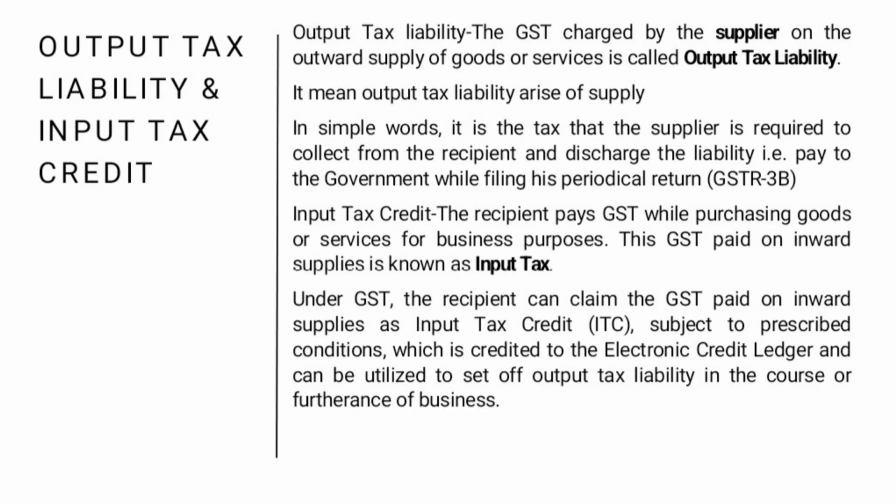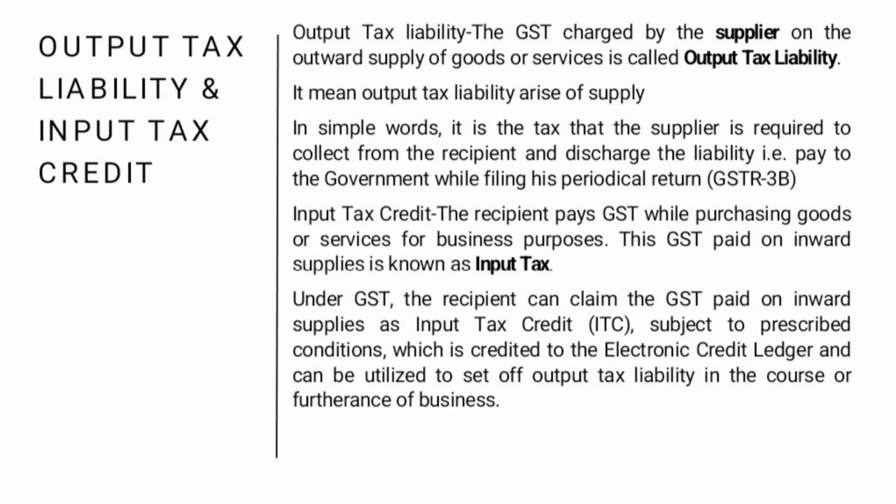And when, in the course of furtherance of business, you will set up the credit. Whenever you purchase, the tax paid by you is credited to the credit ledger. Okay, and that will be set up later. Under GST, the recipient can claim the GST paid on inward supply as input tax credit, subject to prescribed conditions, which is credited to the electronic credit ledger and can be utilized to set up the output tax liability in the course or furtherance of business.